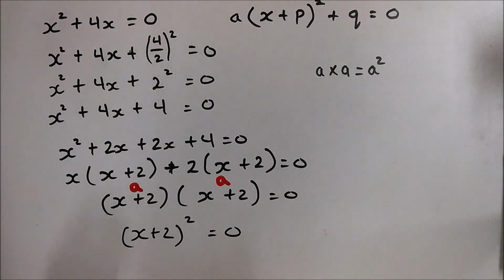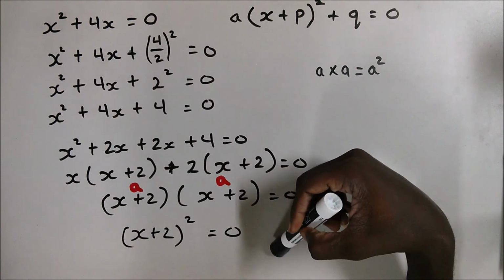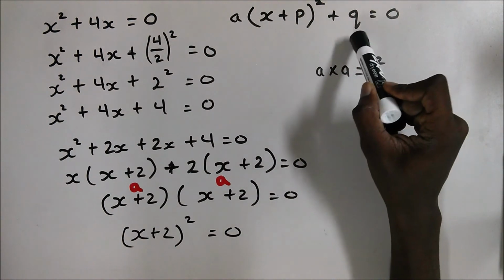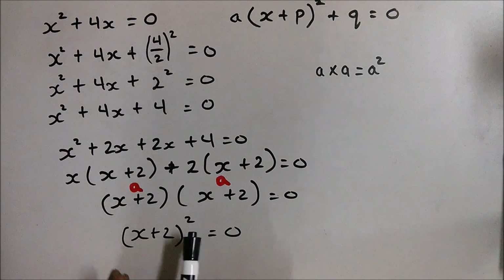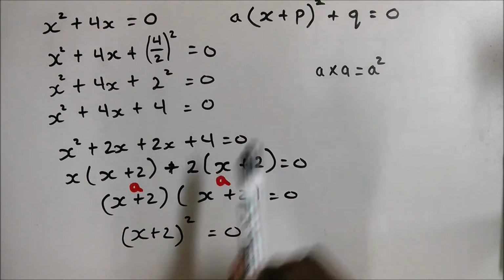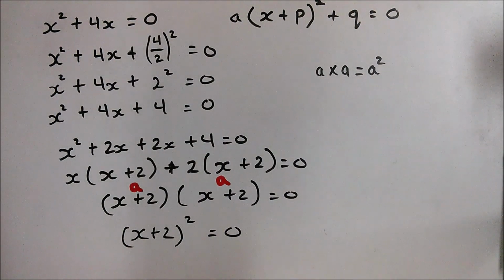Now don't mind that we don't have a q term in this example, but our q will be equal to 0 and our a will be 1, so we don't have to write it, since 1 multiplied by anything is that thing. So we get a, which is our 1 hidden, (x plus p), and p in this case is 2, all squared right here, plus 0, which is our q, is equal to 0. And that's your answer.